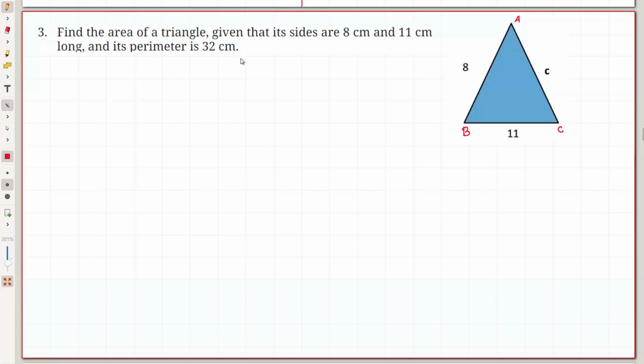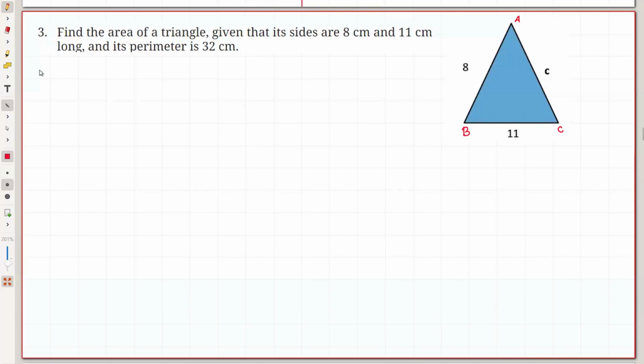Here they have given the perimeter. Based on the perimeter, we have to find out the third side. After finding the third side, we have to use Heron's formula, since all the sides will be unequal. So first you write what is given in the question.